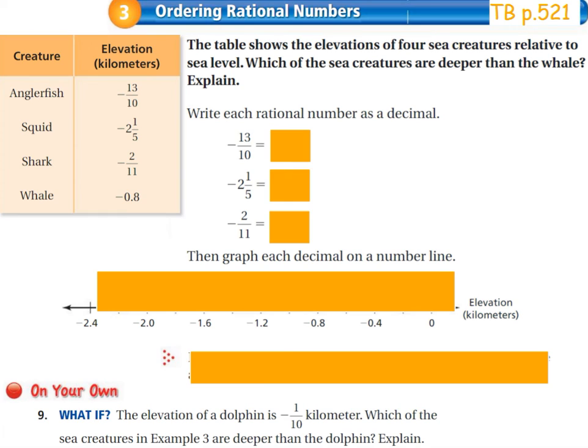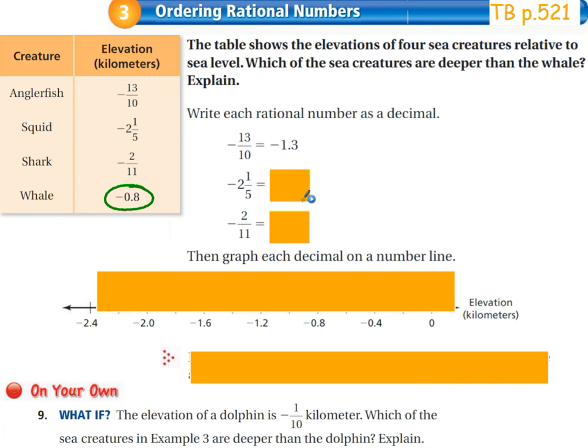This last example that we're going to look at actually takes our numbers, and we are going to be putting them in order from least to greatest on a number line. So the table shows the elevation of 4 sea creatures relative to sea level. Which of the sea creatures are deeper than the whale? So as you notice, the whale is already a decimal, but my other numbers are all fractions. It's much easier to compare multiple numbers if they're all in decimal form.